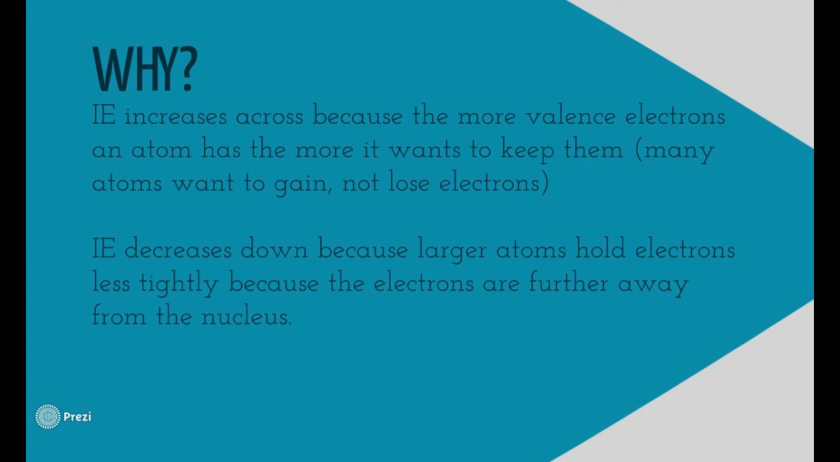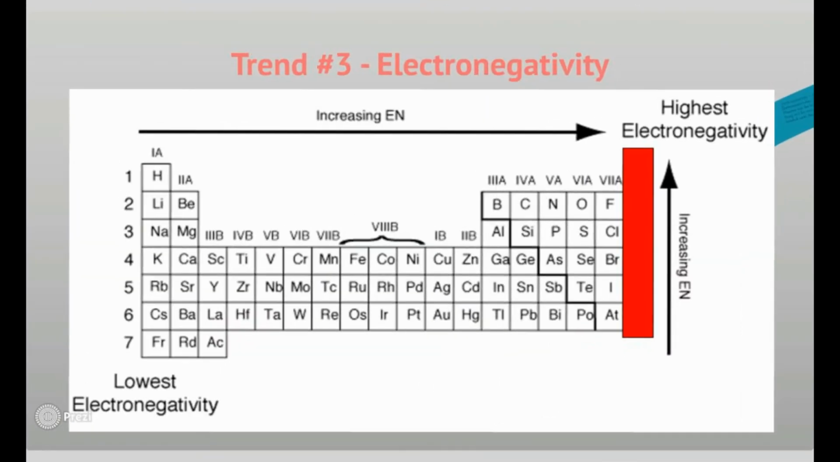So anyway, ionization energy decreases as you go down because the electrons are getting further away from the nucleus, so it's a little bit easier to steal them when they're a little bit further away from the creamy filling. Next one, last trend.